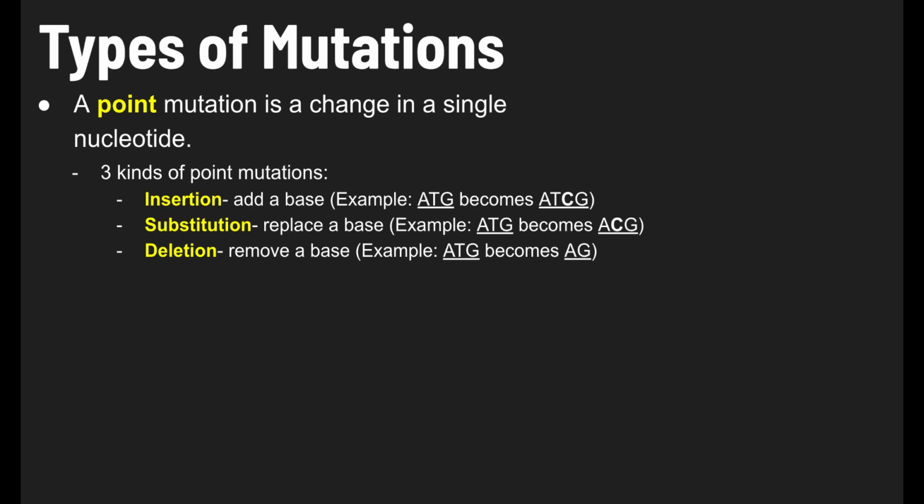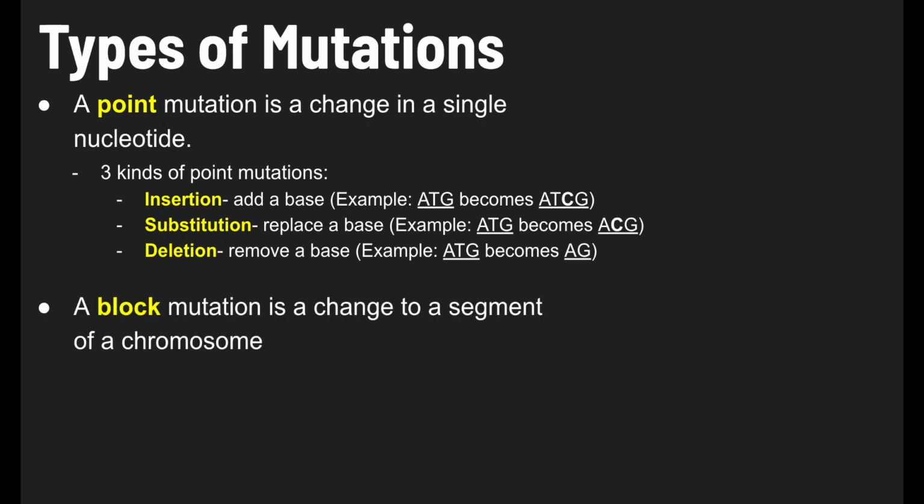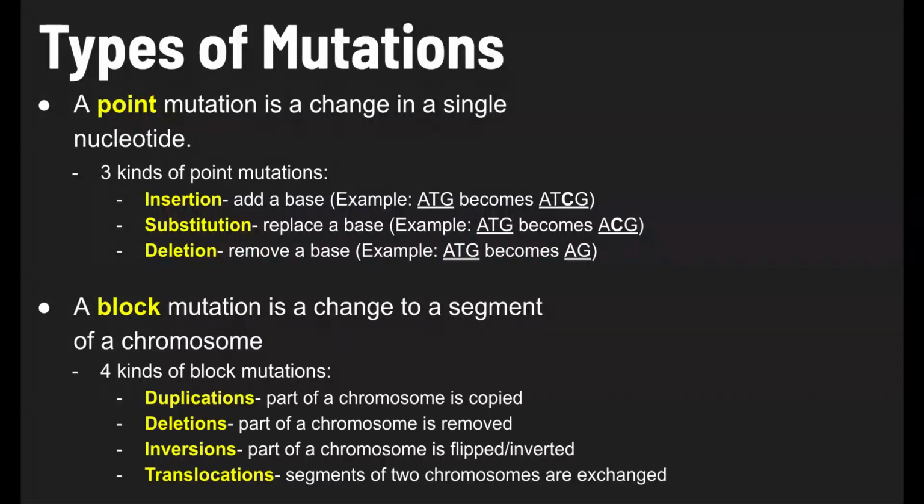So point mutations, that's just one type of mutation. The other type of mutation is called a block mutation. A block mutation is a change to a whole segment of a chromosome or a segment of the DNA. So there's going to be four kinds of block mutations: duplications, deletions, inversions, and translocations. I'm going to illustrate each one here.